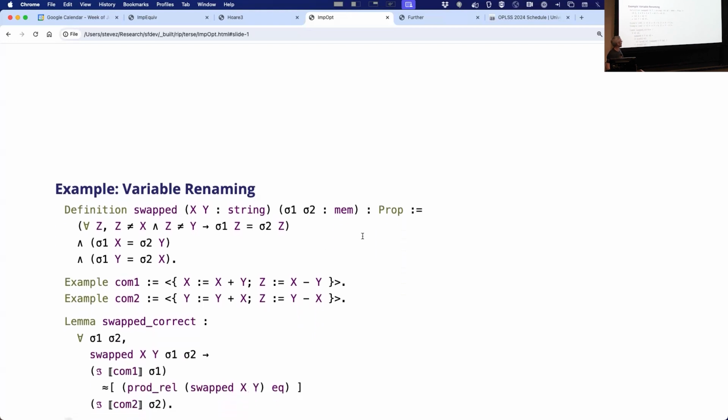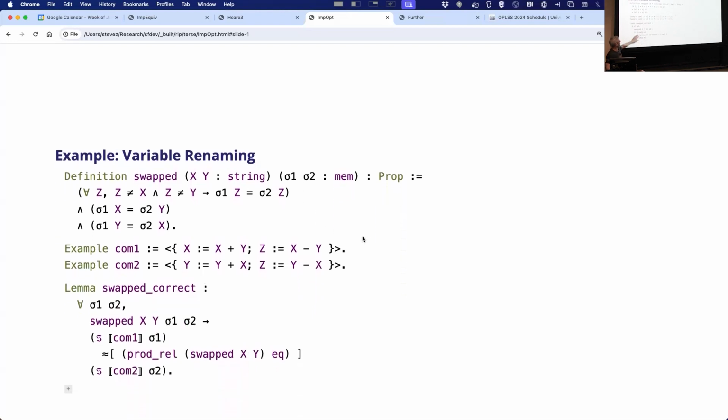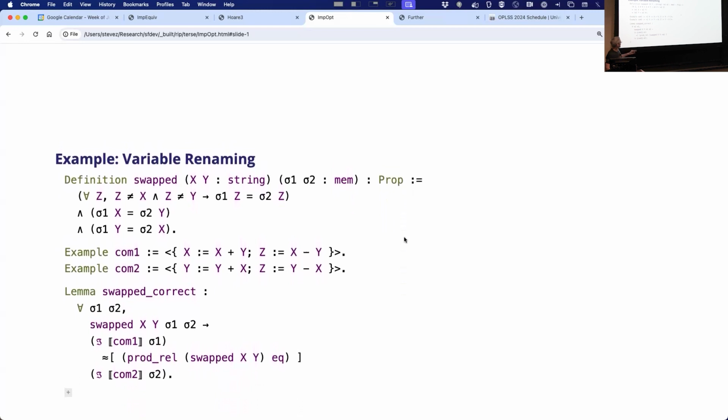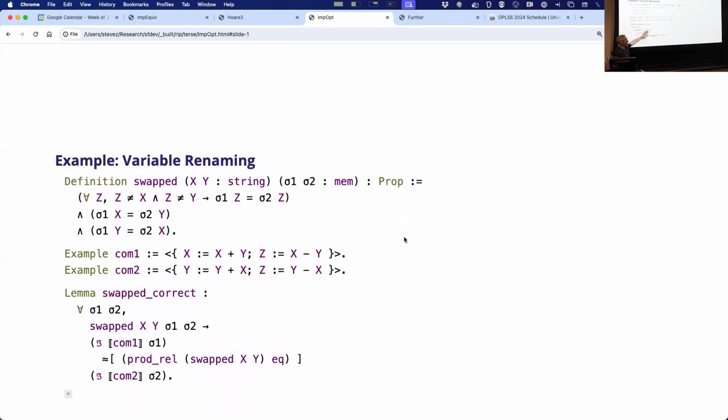in these two programs. And now we can use our relational equivalence to say this is now not a precondition on a single memory, right? This is a precondition on two initial states, sigma 1 and sigma 2, where we know that we've swapped x and y. And we can now prove that command 1 is equivalent to command 2 with a postcondition that says, well, we've still swapped x and y, and actually the unit is the same.